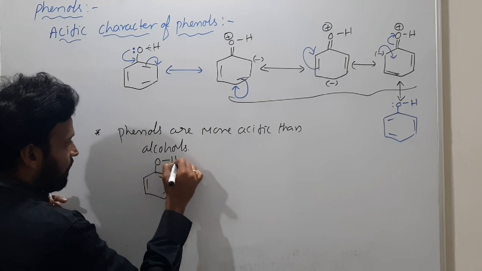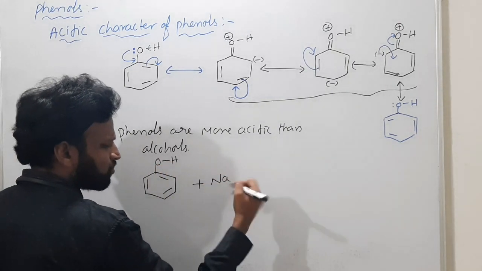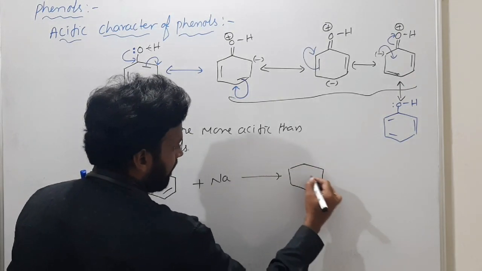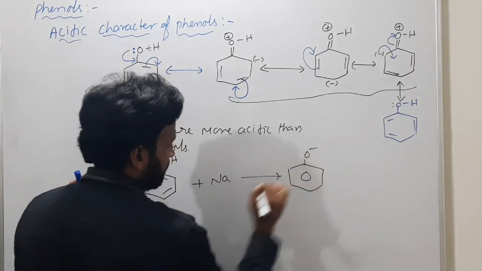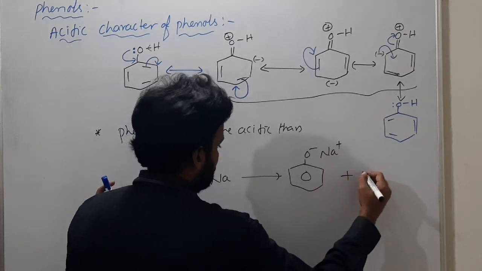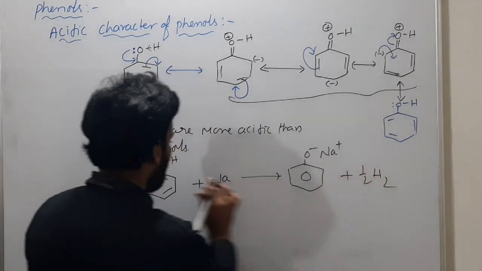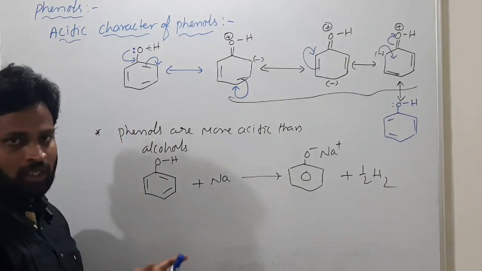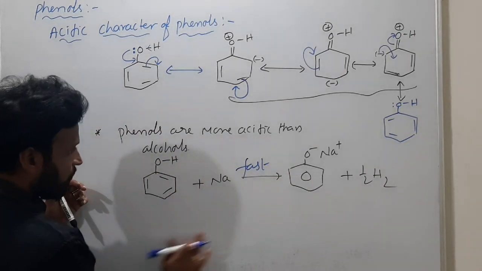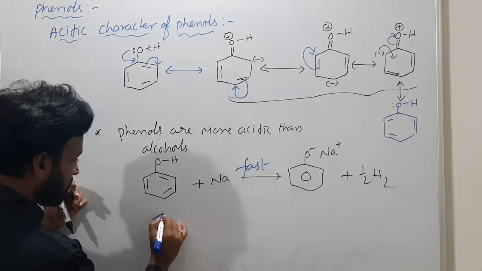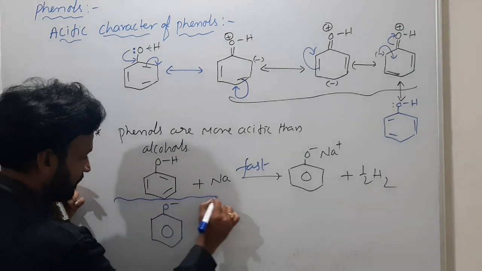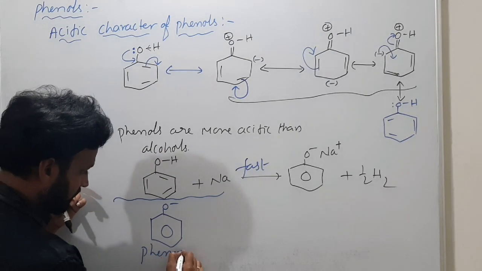We can explain that in another way also. See, when phenol reacts with sodium or sodium hydroxide, what happens? C6H5O minus, Na plus, and plus half H2. One hydrogen is removed as half H2. So this reaction is somewhat fast, because the formed species is called phenoxide, no? C6H5 and O minus is called phenoxide.